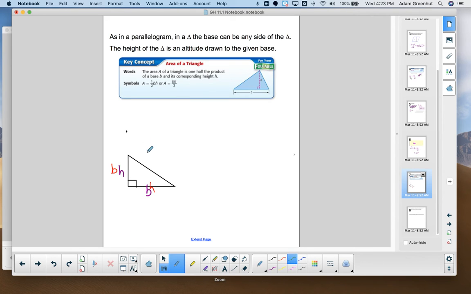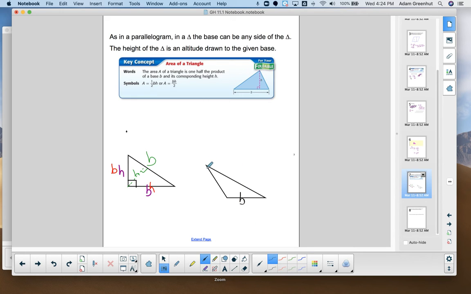But if I wanted to use this as the base, well, now I would need this altitude here to use as my height. So in most right triangles, I would just use the two perpendicular sides as your base and height. And then in an obtuse triangle, if I wanted to use this as my base, well, now I have to find that altitude.